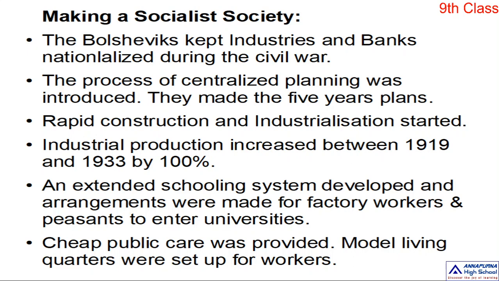Industrial production increased between 1919 and 1933 by 100%. Industries increased enormously; particularly between 1919 and 1933, the increase reached 100%, my dear children. An extended schooling system developed, and arrangements were made for factory workers and peasants to enter a university schooling system. Previously there was a poor schooling system in Russia, but now education reached all sections of people.